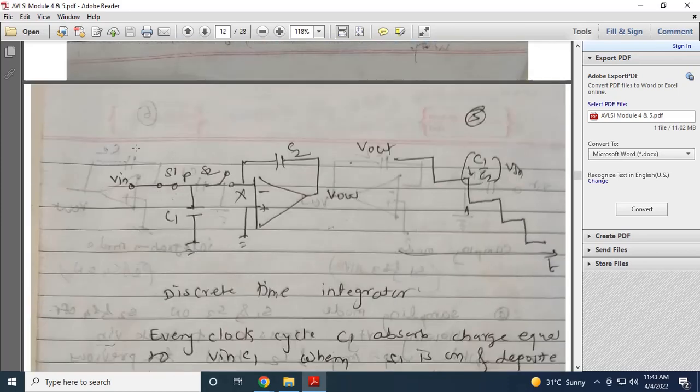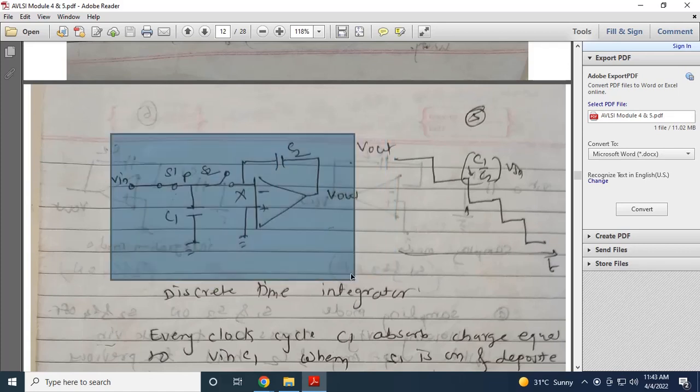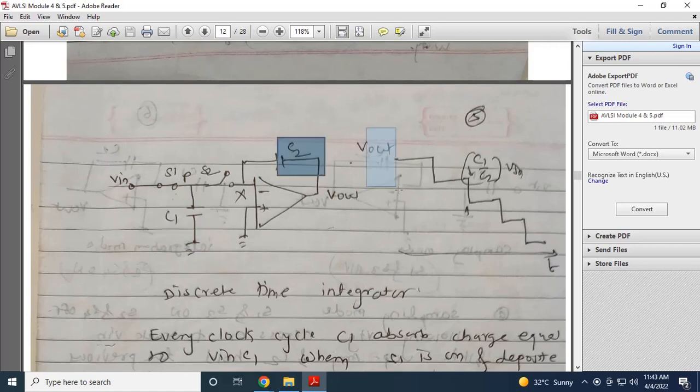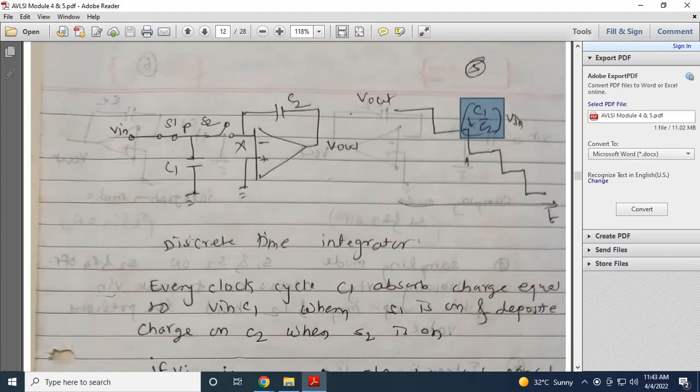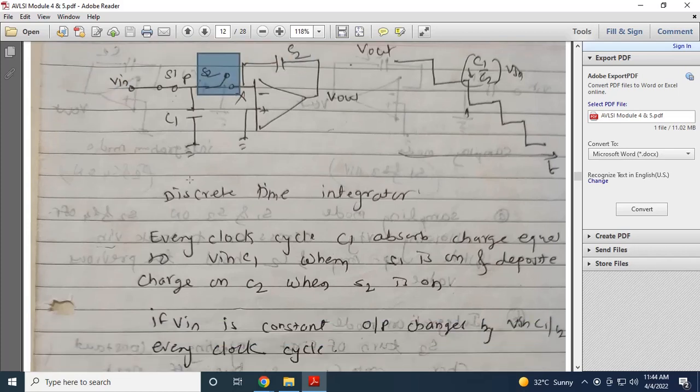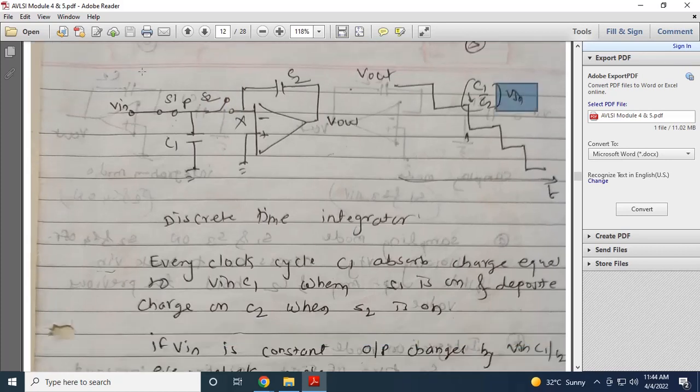Now the discrete time integrator we can implement using switches S1 and S2, and we are using capacitors C1 and C2. This is the output signal of the integrator. C1 by C2 is the voltage gain. Every clock cycle, C1 will absorb a charge equal to Vin multiplied by C1 when switch S1 is turned on. Whenever switch S1 is turned on, it is in sampling mode, so C1 will track the input signal. It will deposit that charge on C2 when S2 is turned on. So if Vin is a constant value, the output will change by C1 by C2 multiplied by the input.